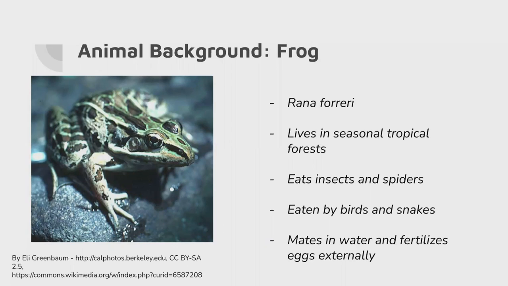As both the male and the female are in the water, the male will wrap its forelegs around the back abdomen of the female. The female releases the eggs, and the male simultaneously externally fertilizes them. This mating behavior is known as amplexus. The grass frog's diet typically consists of insects and spiders. It is predated upon by certain birds and snakes.